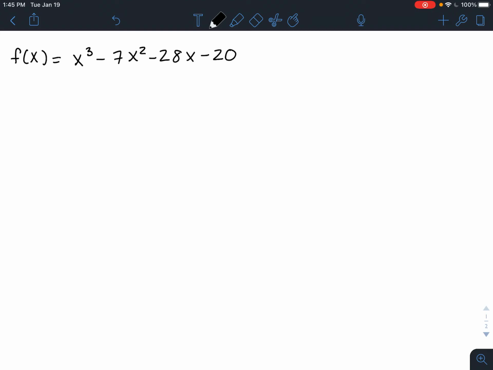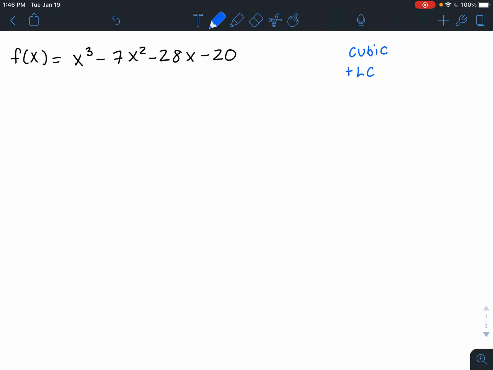So say we have an equation like the one written up on the screen. f of x equals x cubed minus 7x squared minus 28x minus 20. Based off of our knowledge of polynomials so far, you can tell me that it's a cubic polynomial, right? So some things that we know: it's cubic. It has a positive leading coefficient.